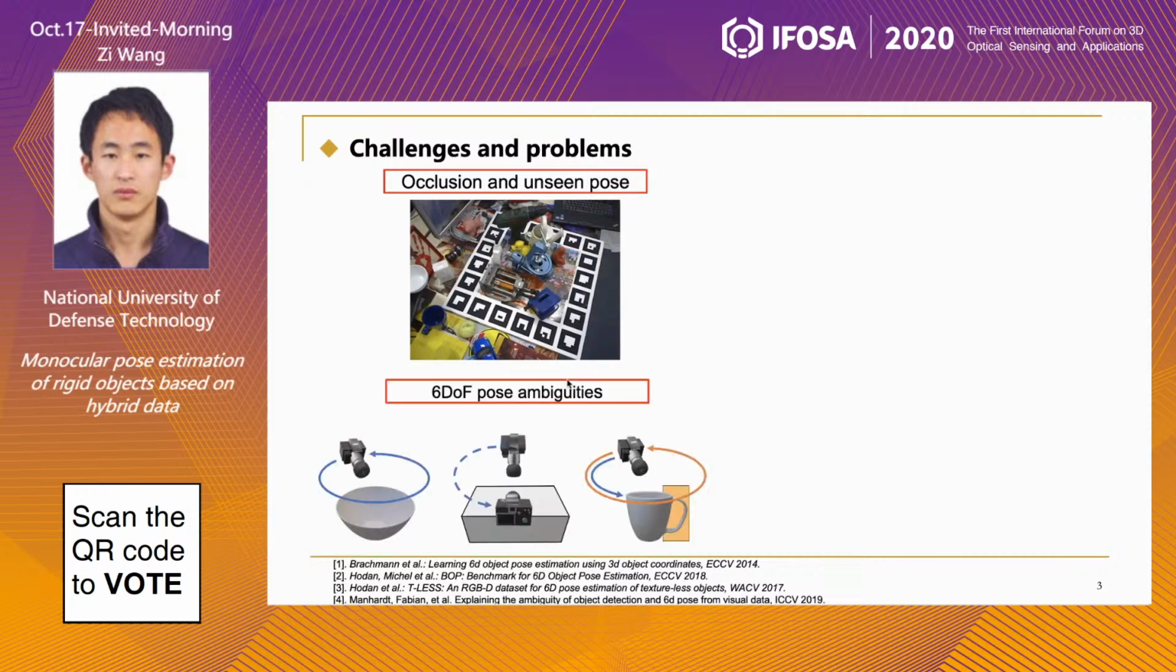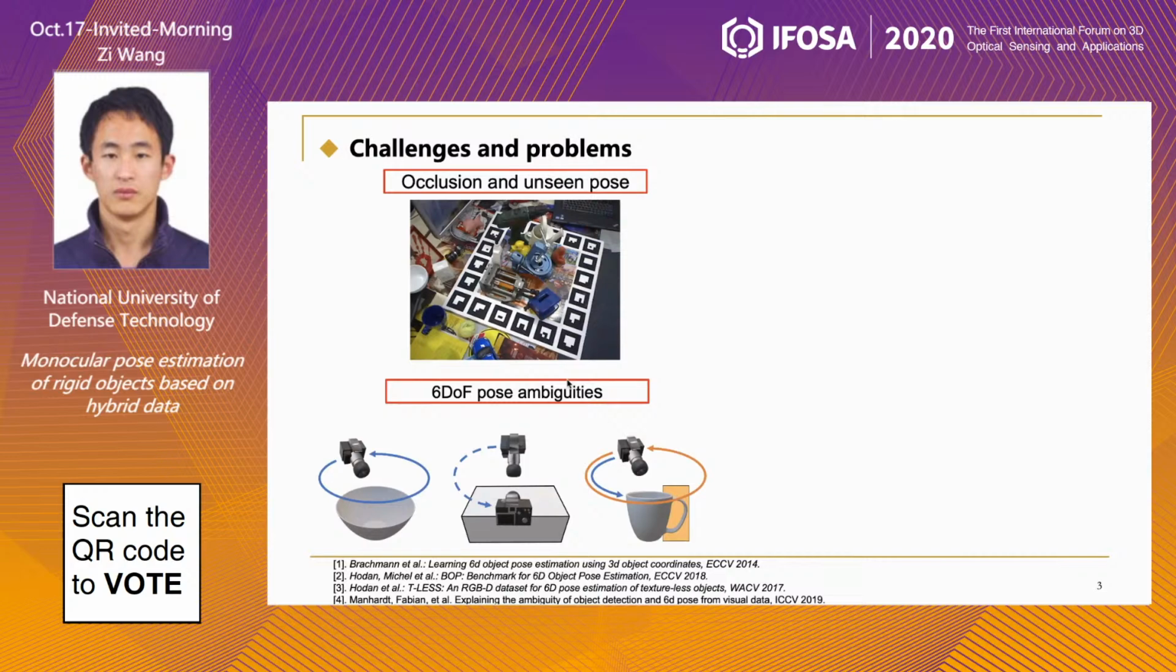The second challenge refers to pose ambiguities, which result from 6DOF poses and images not corresponding one to one. There may be multiple images corresponding to the same pose due to the symmetrical characteristics of the object or occlusion.